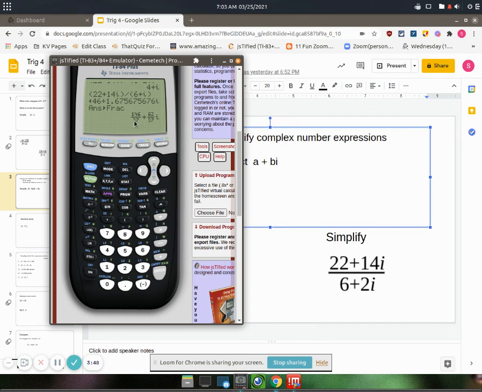All right, that'll be it for this one, and I'll do absolute values next.